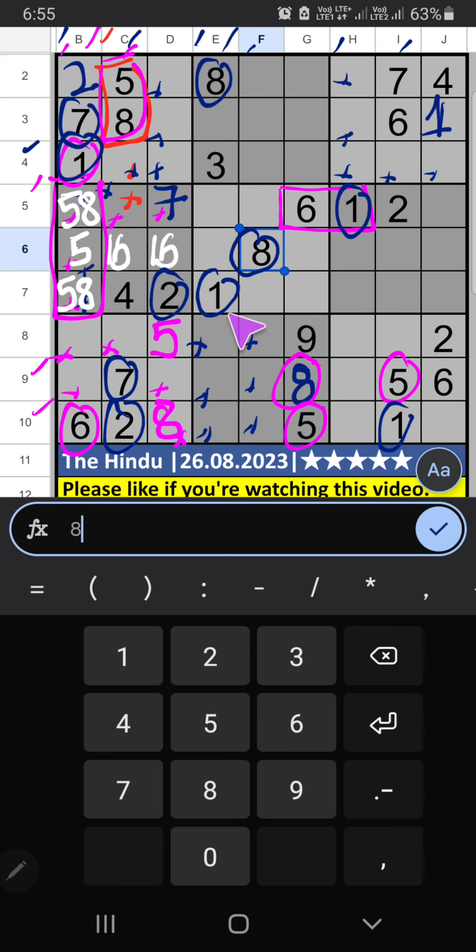Column E, we have 1. So 1 can't come in these cells. 1 will come in one of these cells. We confirm later. 10th row also we have 1. So 1 can't come in this cell. Then 1 will come in one of these cells.